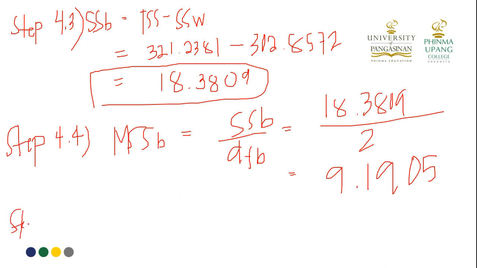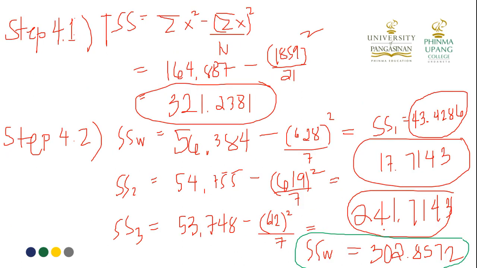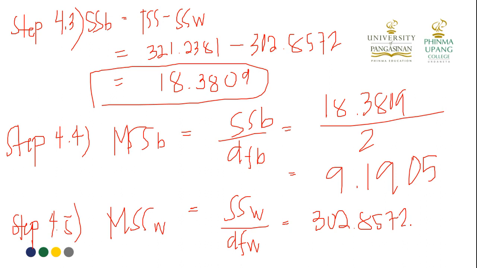Next is 4.5. MSSW, the mean of the sum of squares within, SSW over DFW. SSW, ilan yon? 302.8572 all over, is it 21 or 18? 18. Oh, ilan yung sagot? 16.8254.